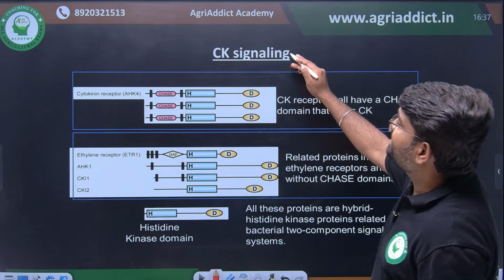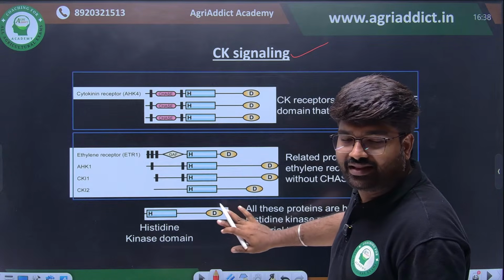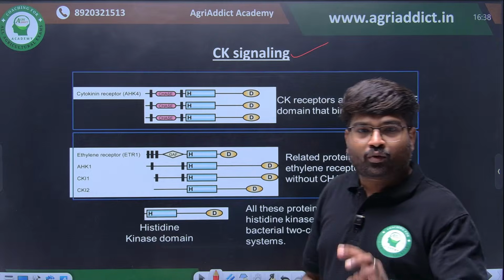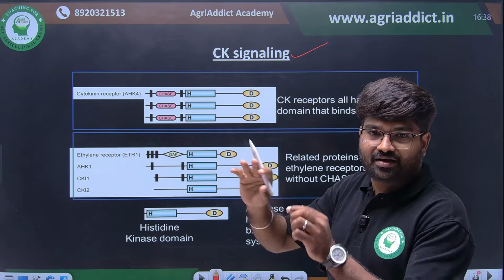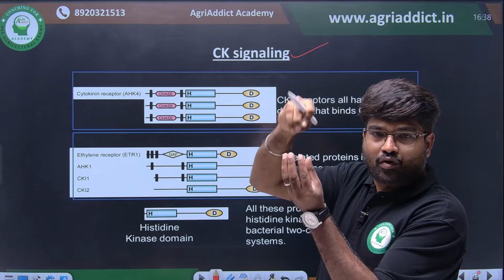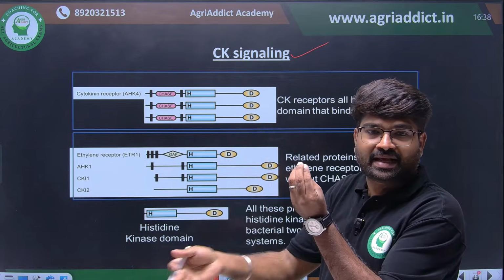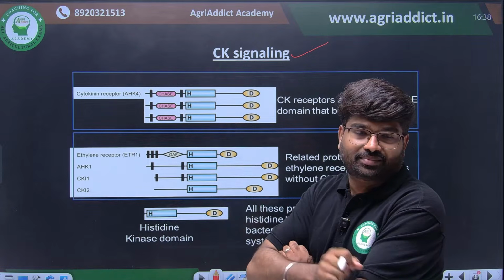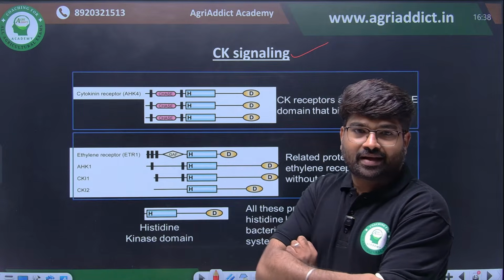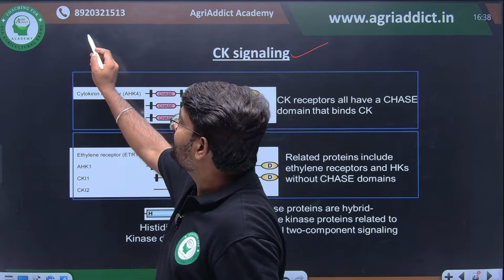In CK signaling you have to remember only two points. I am not going to go through the whole signaling pathway. What is the receptor? It has a membrane-bound receptor, which binds with the active signaling molecule, and because of that signaling happens. So the receptor for cytokinin is membrane bound. Three hormones have membrane-bound receptors. Just remember it here itself.